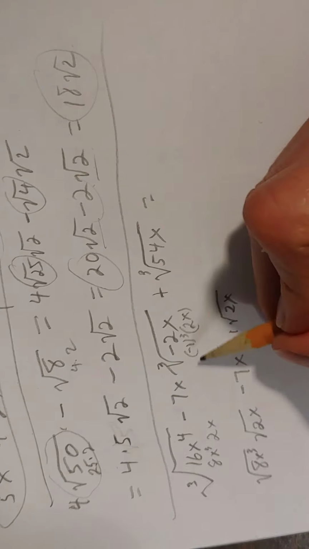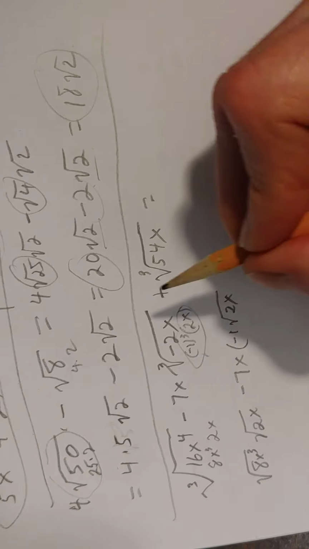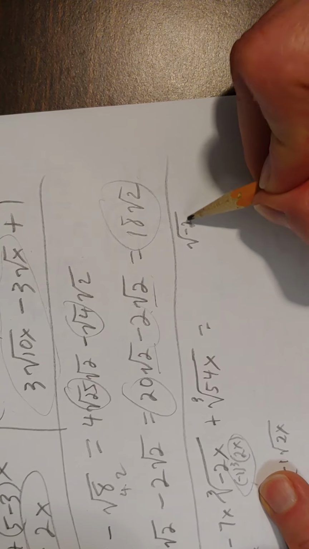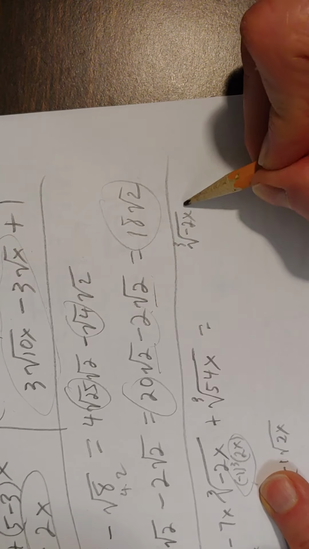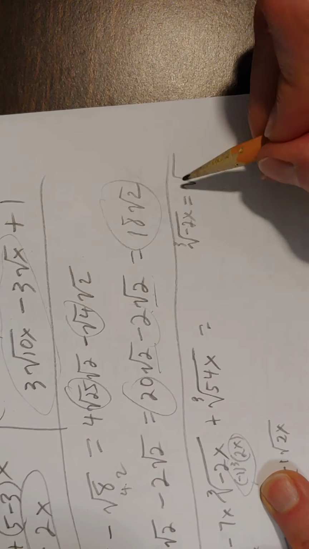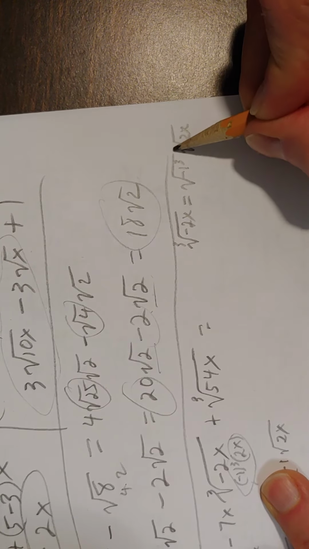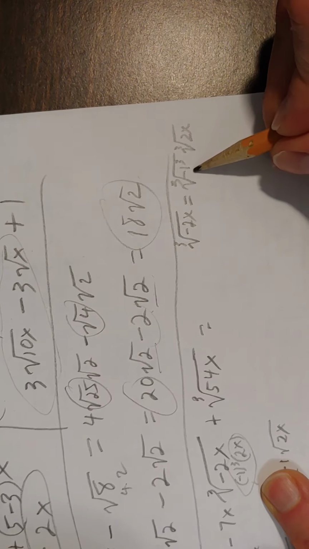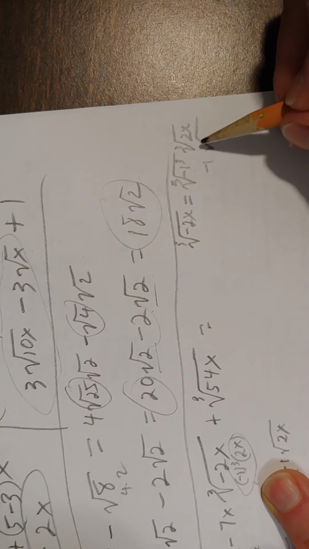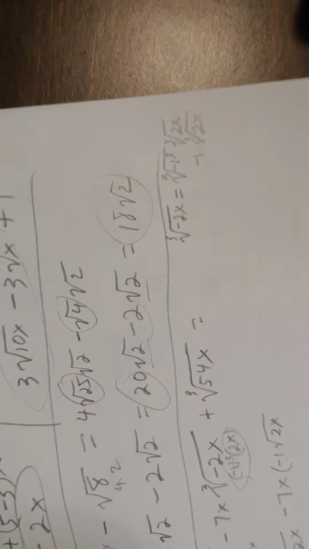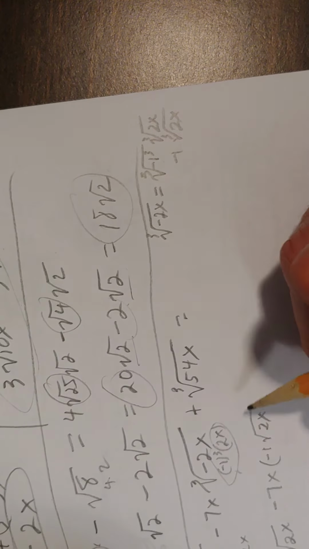Everybody understand why? Because this could be written as the negative cube root of 2x. You could think of it as the cube root of negative 1 cubed times the cube root of 2x, and the cube root of negative 1 cubed is negative 1. If you have an odd root and there's a negative under there, you can just pull it out. That's what it boils down to.